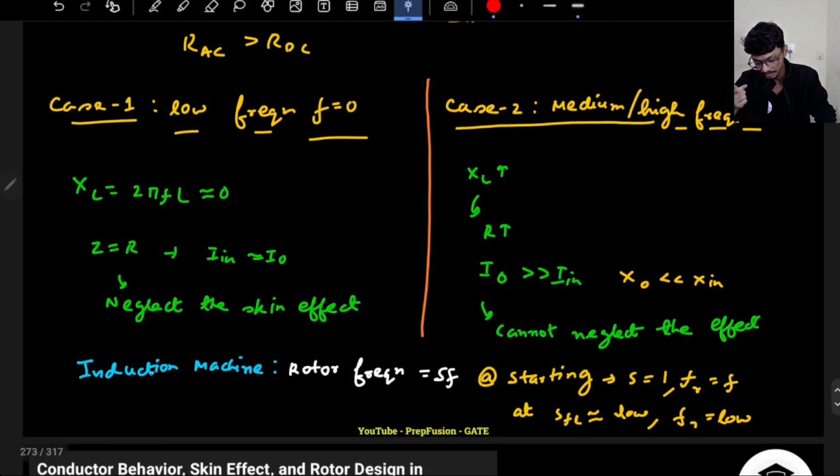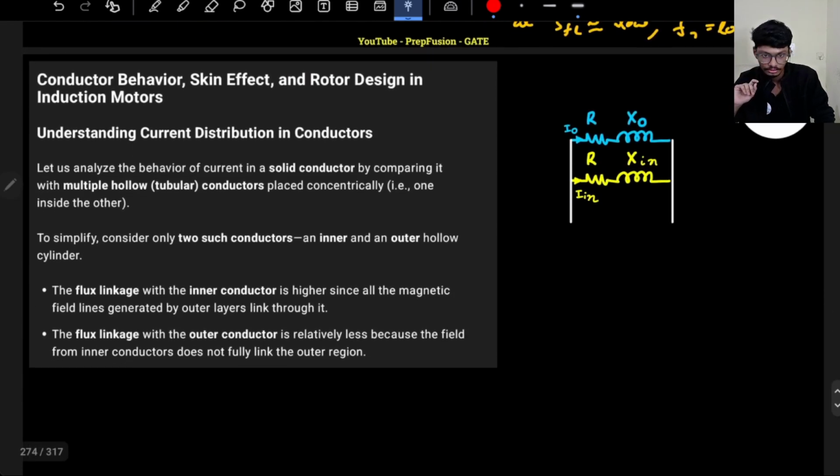For an induction machine, the rotor frequency is S times F, and we know that during starting the rotor frequency is F, so it will be observable during starting, and not observable during full load. So that is the thing here. I hope you have understood these points.